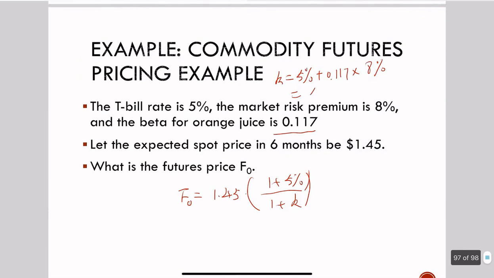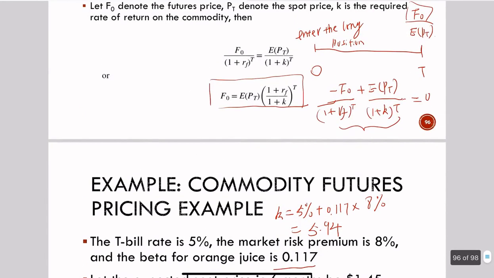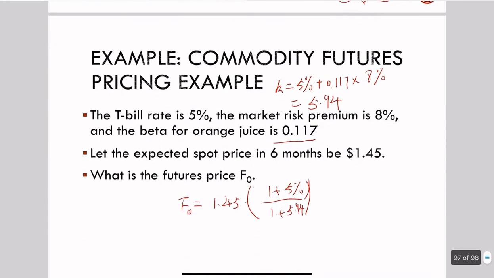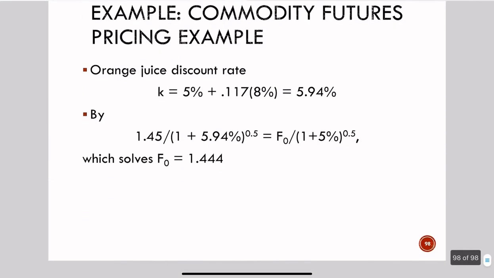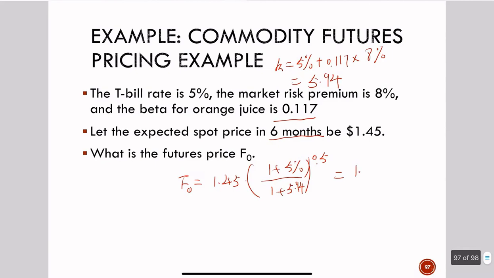5.94, right? So this K has to be 5.94. And then we also have this T here, that is number of years. And the maturity date is 6 months away. So we should use 0.5 here, which is like one half year. And then this gives us 1.444.